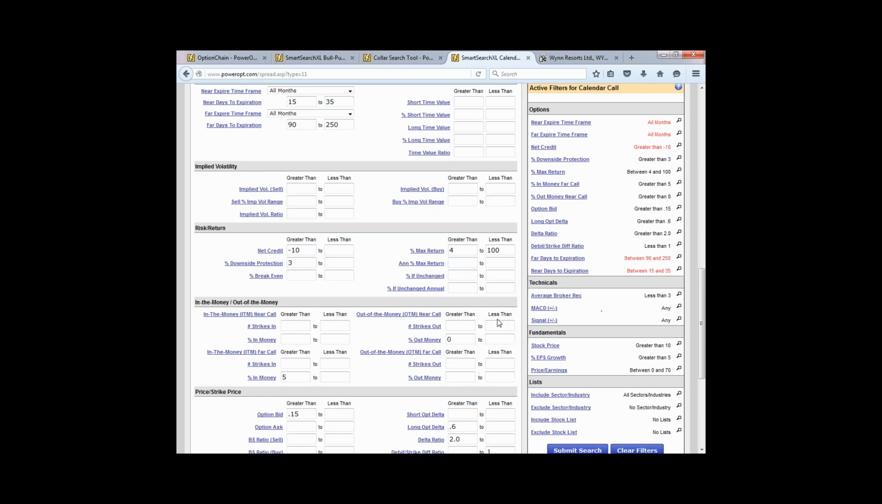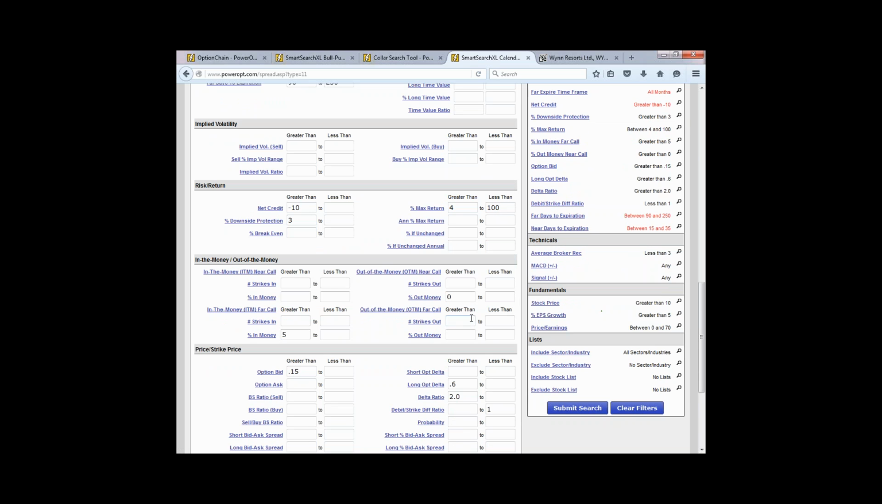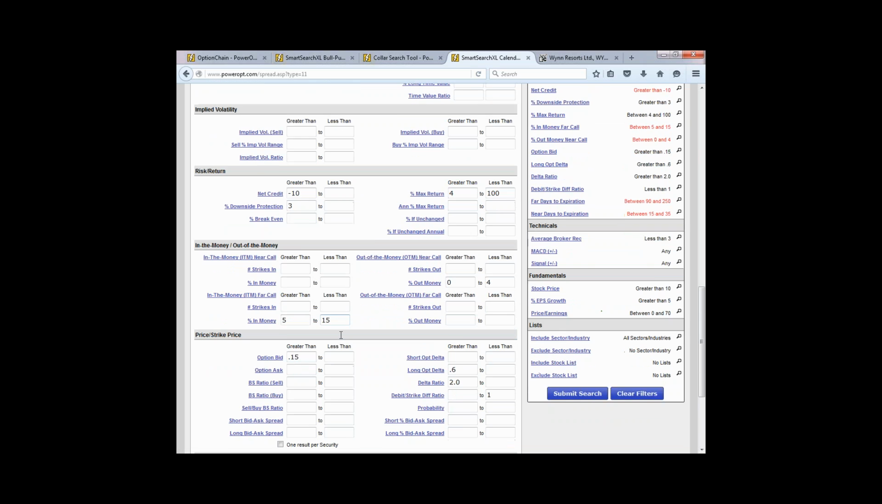Max return is good. Now, my short call out of the money, I don't want to go too far out of the money, but I don't necessarily want to be right at the money. So again, we're going to go 0 to 4%. And I probably don't want my call that I'm buying to be too deep in the money. So I'm going to limit this to 15%. But everything else here is what I want.